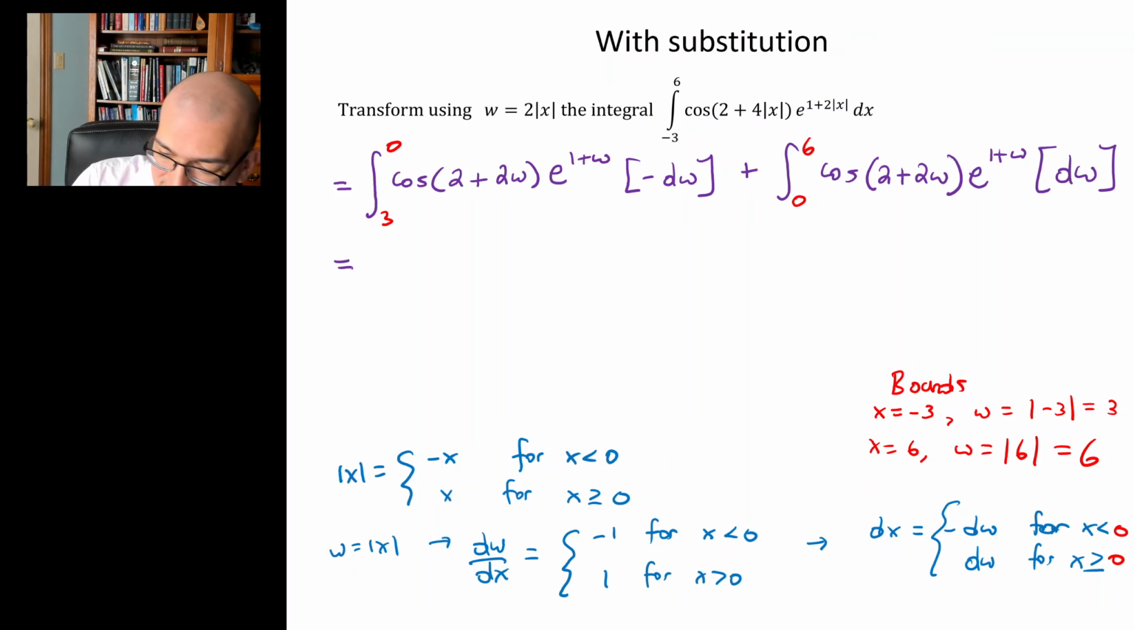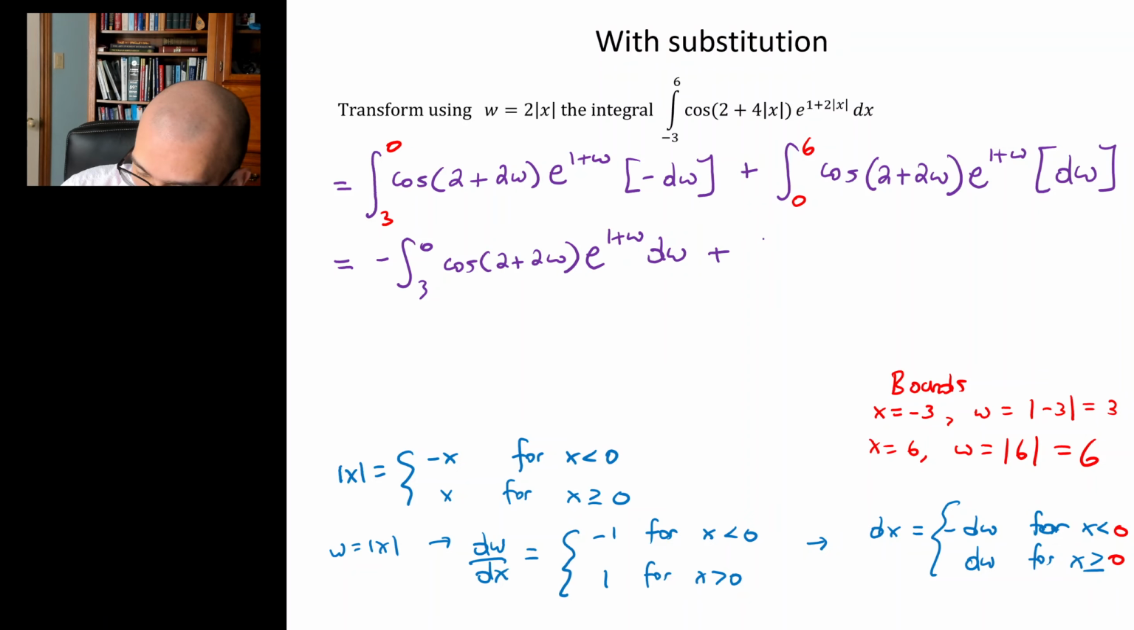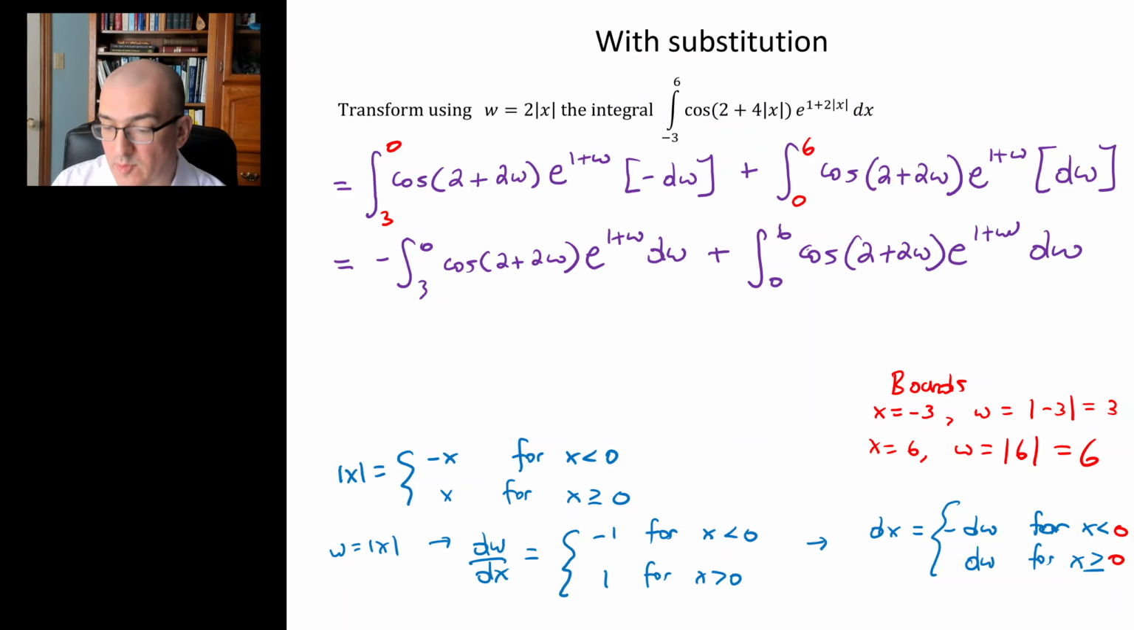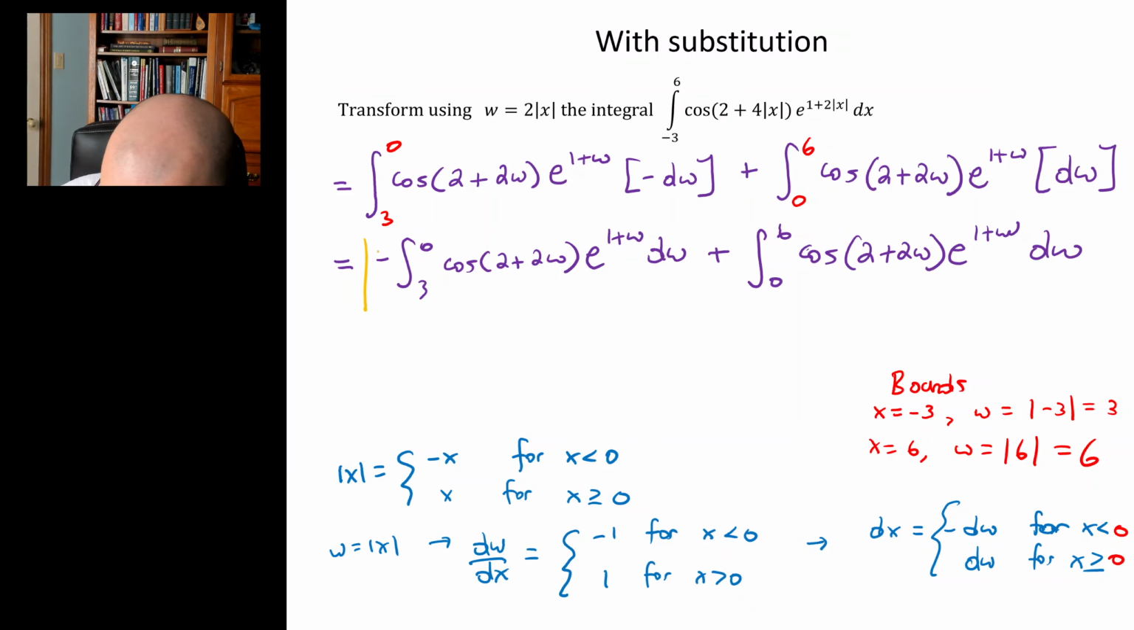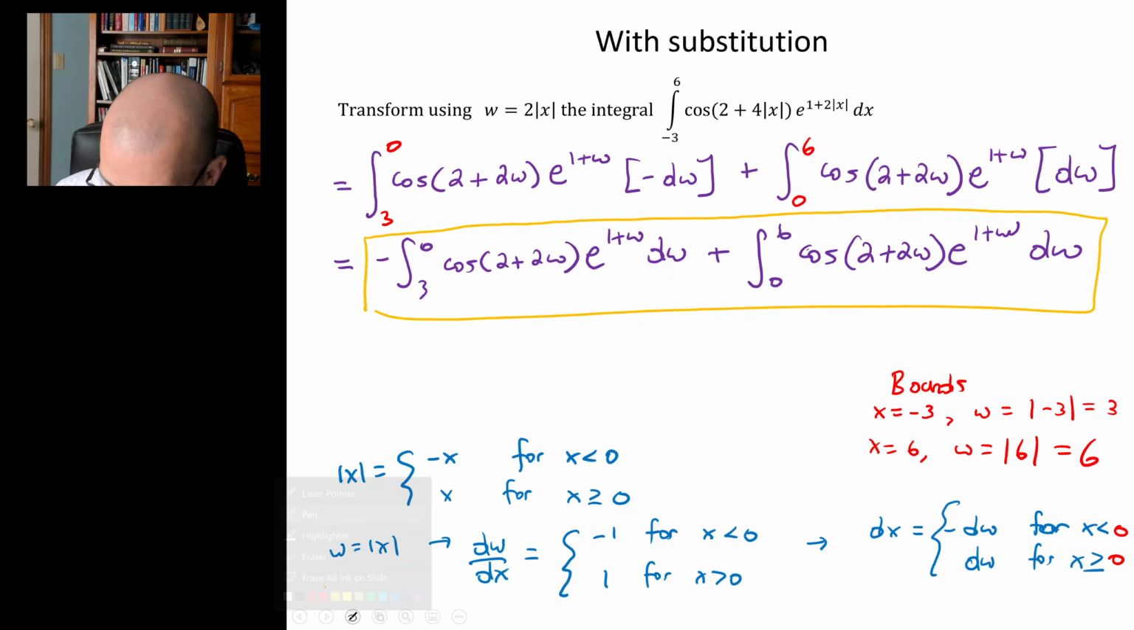And then we can simplify it just slightly. The simplification process here is just take the negative out front. So negative integral from 3 to 0, cos of 2 plus 2w times e to the 1 plus w dw, plus integral from 0 to 6, cosine of 2 plus 2w, e to the 1 plus w dw. And then you would integrate both of those pieces using techniques that we haven't learned yet. So that's why we would stop here, to just transform the integral.